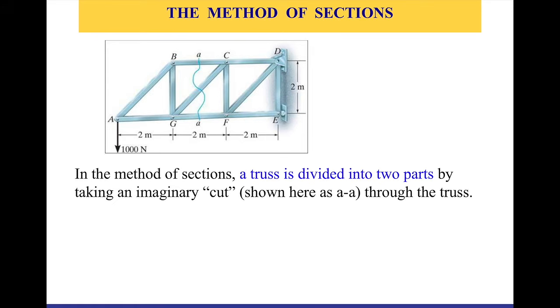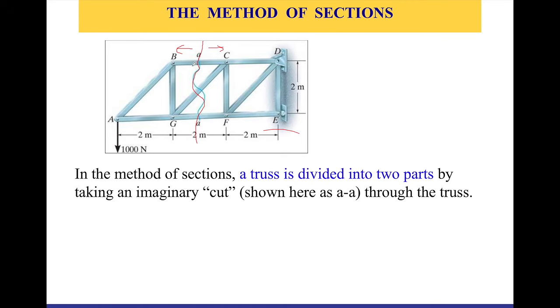So how does it work? In the method of sections, a truss is divided into two parts by taking an imaginary cut, as shown here at AA, through the truss. If I'm interested in the force in the CG member here, I would make an imaginary cut here and separate the two parts, one on the left and the other on the right, and I will focus on analyzing one of them. We usually use the part that has the least number of unknown reactive forces, in other words the support reactions.